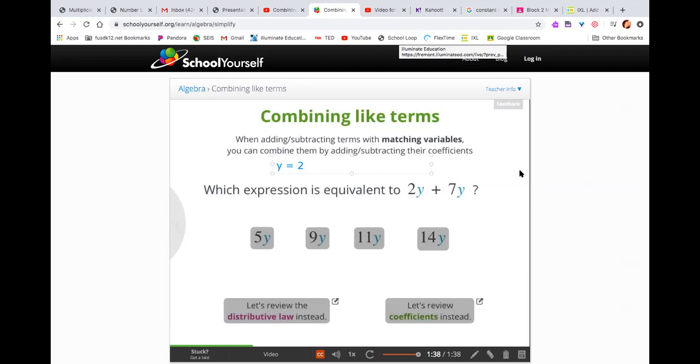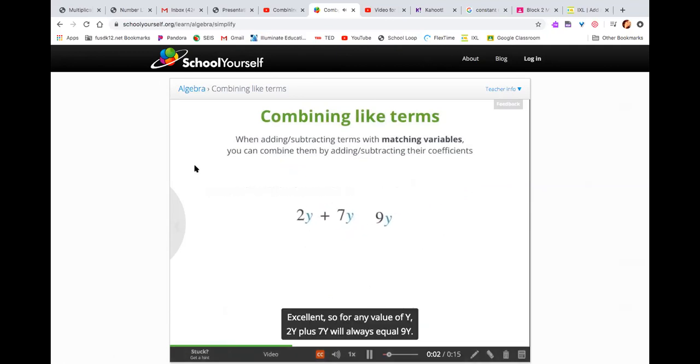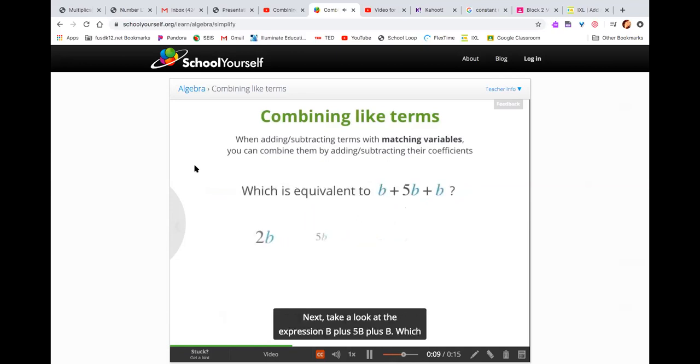Oh, look at everybody. I got all these 9y's in here. Okay, that's definitely the majority I'm looking at. Okay, so I'm going to pick 9y. That's what you guys are saying. Excellent. So for any value of y, 2y plus 7y will always equal 9y. Next, take a look at the expression b plus 5b plus b. Which of these is an equivalent expression?